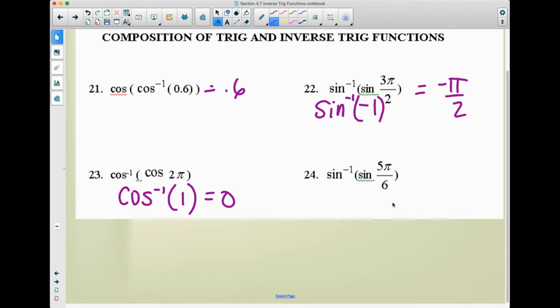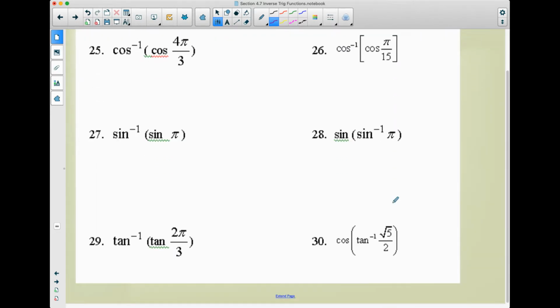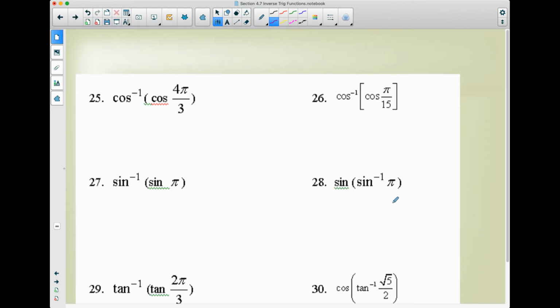Okay. What is sine at 5 pi over 6? 1/2. And where is sine 1/2? Pi over 6. Okay. Any questions on those so far? Okay. Try these 6. And after these 6, we're done.